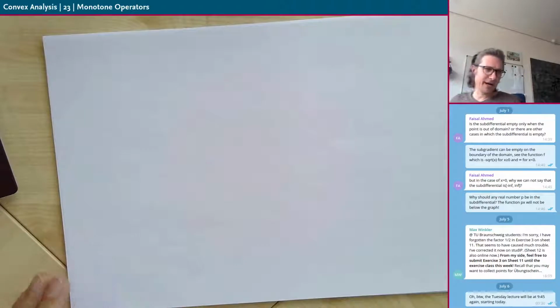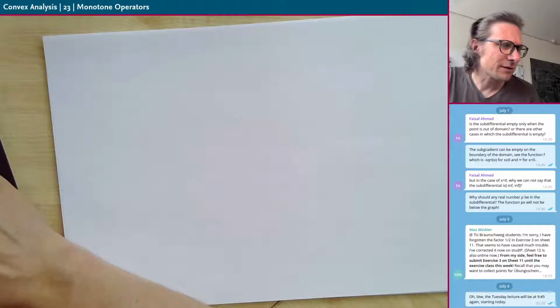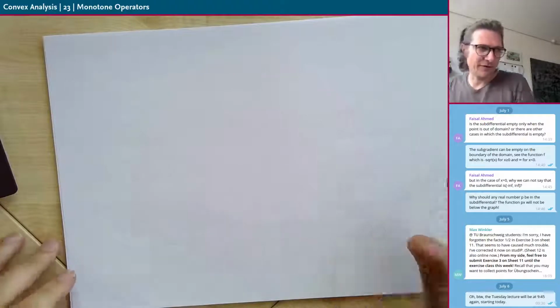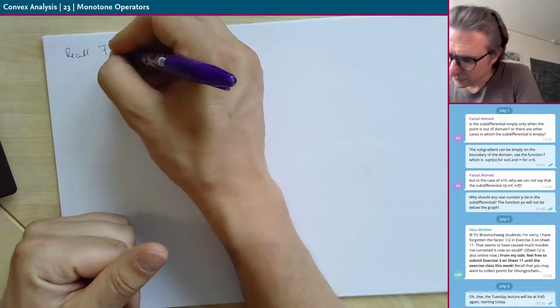Okay, and maybe I show you this one thing. This is not in the lecture notes. Monotone operators play another important role when it comes to convex optimization, namely as optimality systems for more complicated convex problems. So we can recall Fenchel-Rockafellar duality.